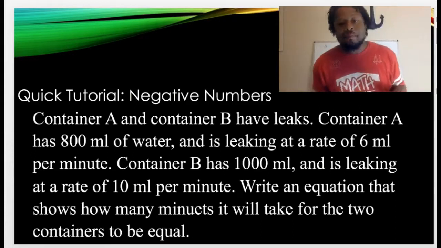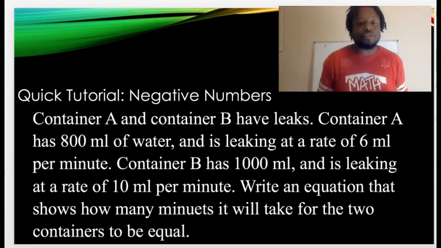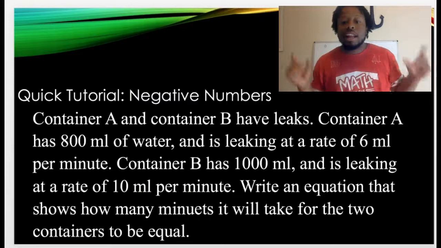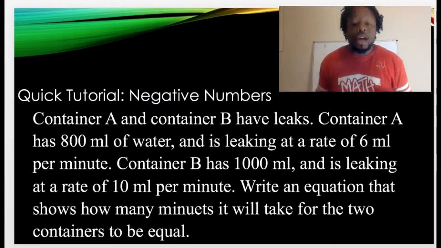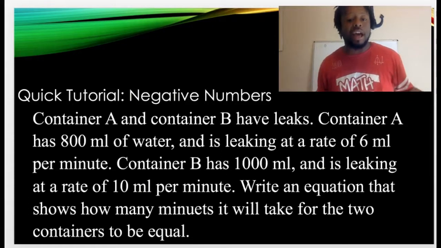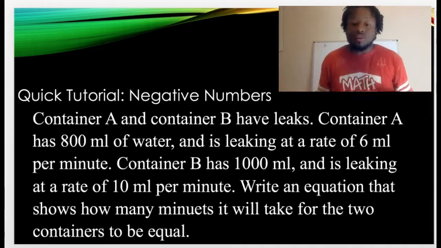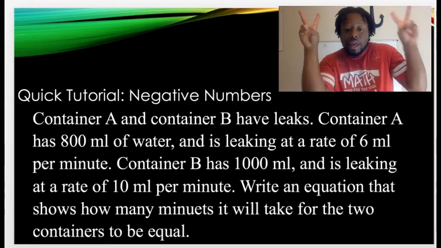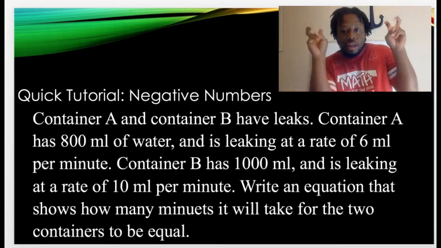Container A and B have leaks, all right? Container A has 800 milliliters of water, and it is leaking at a rate of 6 milliliters per minute. Container B has 1,000 milliliters of water, and it is leaking at a rate of 10 milliliters per minute. Write an equation that shows how many minutes it will take for the two containers to be equal.